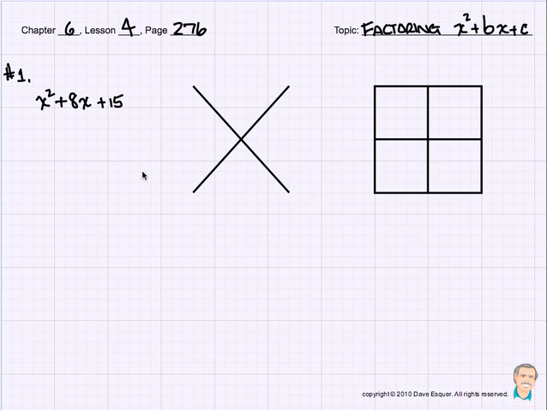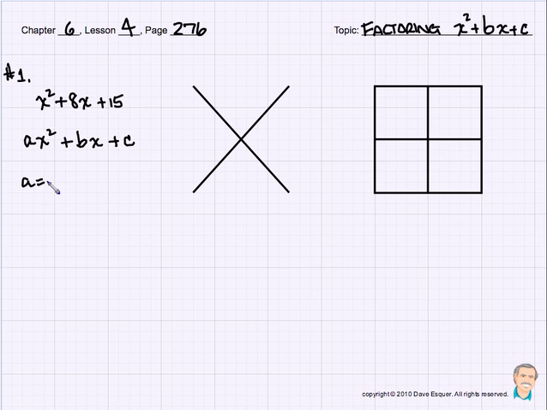We're going to be factoring today using the box method. I'm going to be boxing pretty much everything in Chapter 6 with the form ax squared plus bx plus c. So let's write that down here so we can get working. Ax squared plus bx plus c. And we're going to compare this to problem number 1.